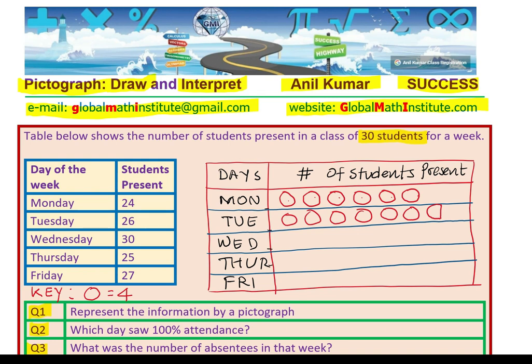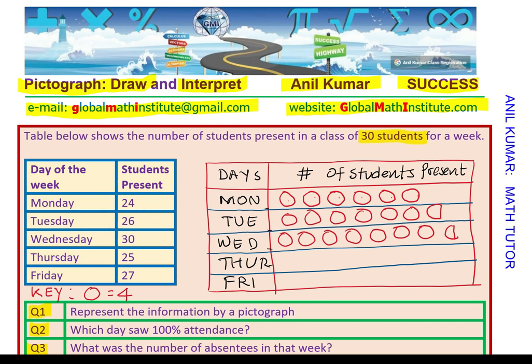Wednesday is 30. So means 4, 8, 12, 16, 20, 24, 28, and then 2 more, right? So we can make half the circle. So this time I'm making like this. This is better half, right? Good job. So we got Wednesday 30, Thursday 25.